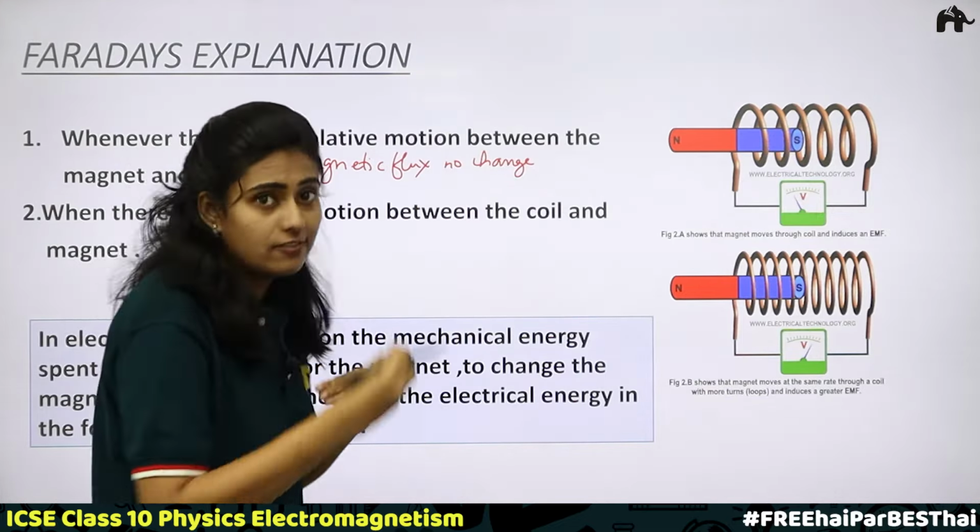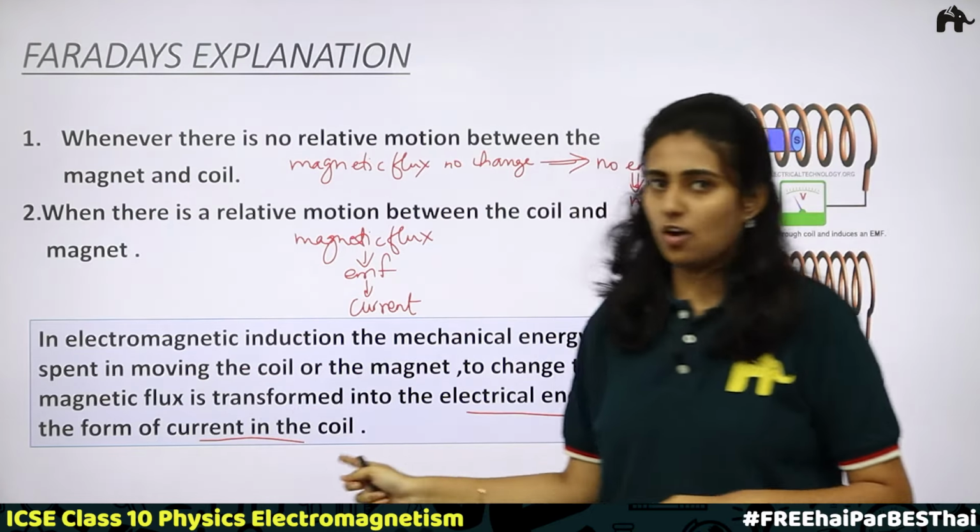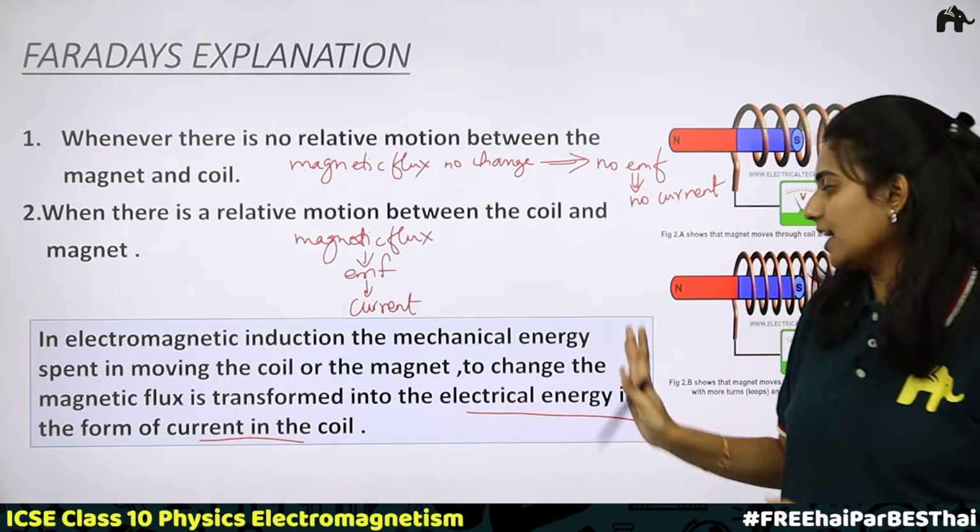When you are moving, there is mechanical energy. Either you are moving the magnet or you are moving the coil. What is happening to this mechanical energy? It is producing a change in magnetic flux, and this gets transferred into electrical energy, which is seen as the deflection in the galvanometer. You can see the current in the coil. So this is the electrical energy.